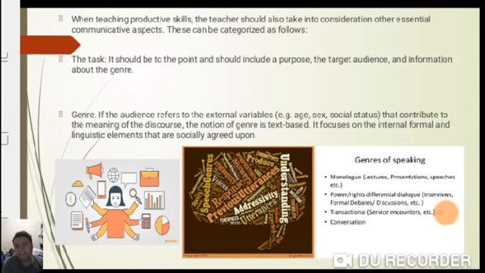Then we have the audience. The audience is an important aspect of communicative competence. It is to be able to adjust our language according to the status, sex, and age of the audience. The way we communicate with a child is different from the way we communicate with adults. Responding to a formal letter is different from the way we respond to a normal letter or a professional letter.